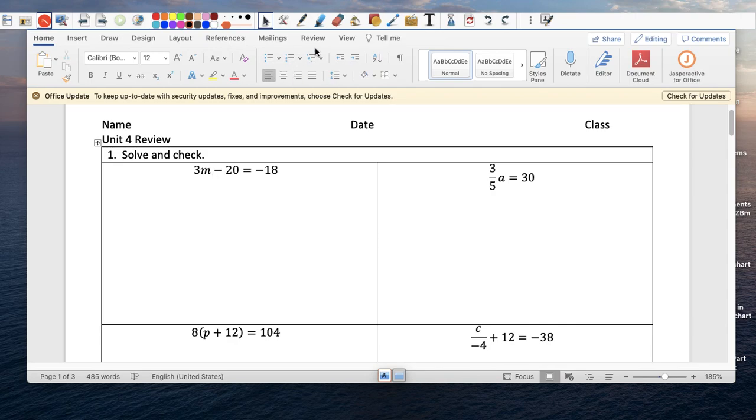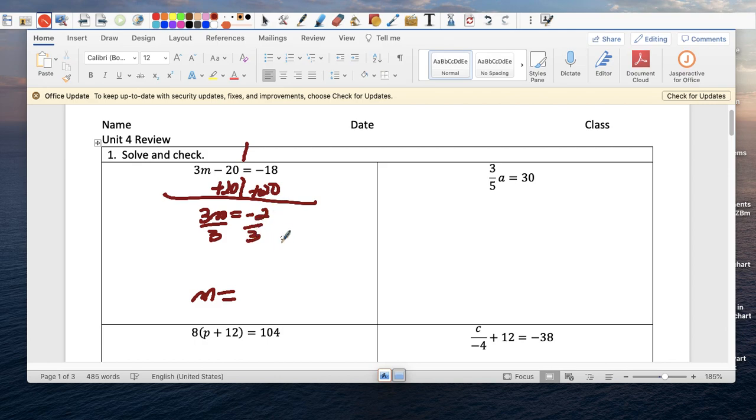This one should be pretty easy. Remember, we're using inverse operations to isolate our variable. I'm going to do plus 20, get rid of the constant first. We get 3m equals negative 2. Divide both sides by 3.